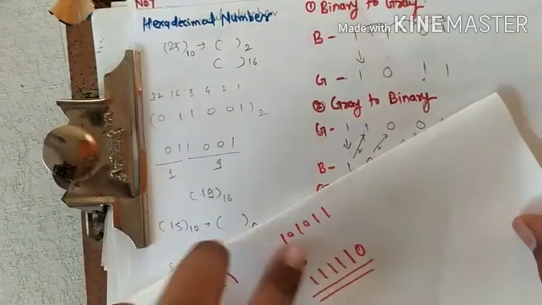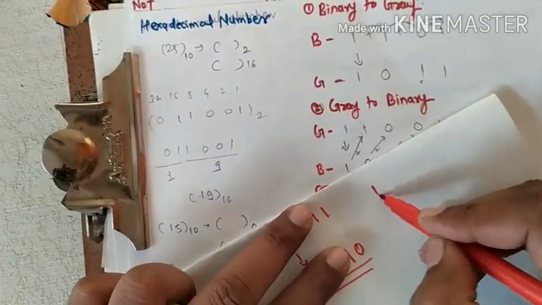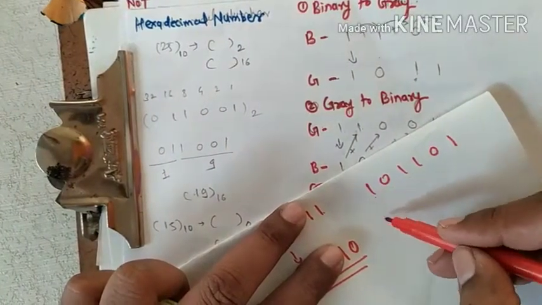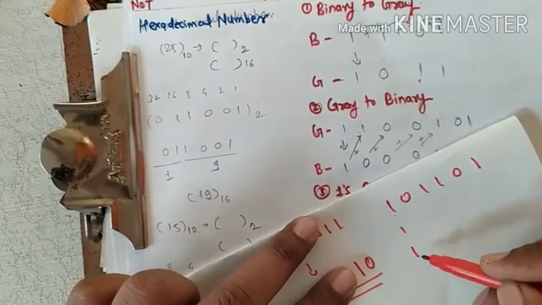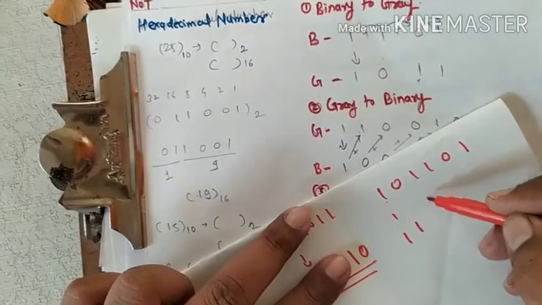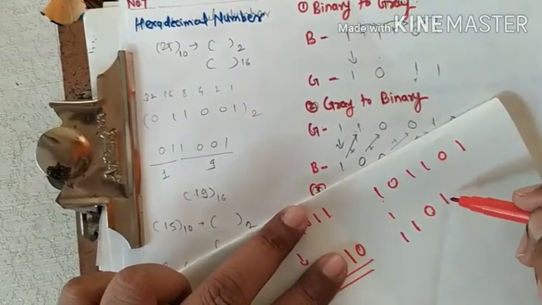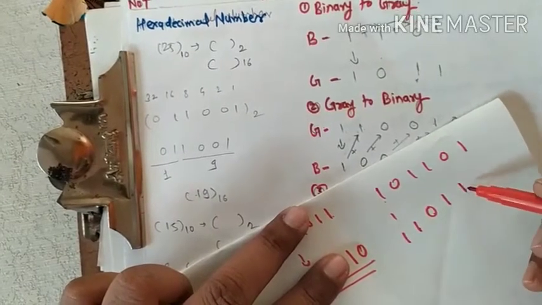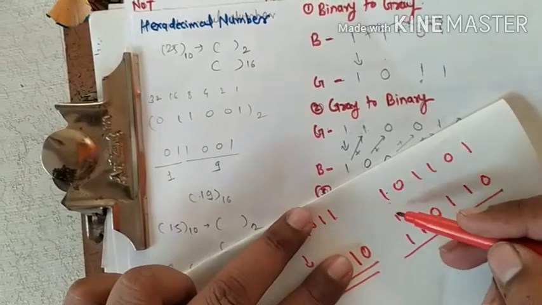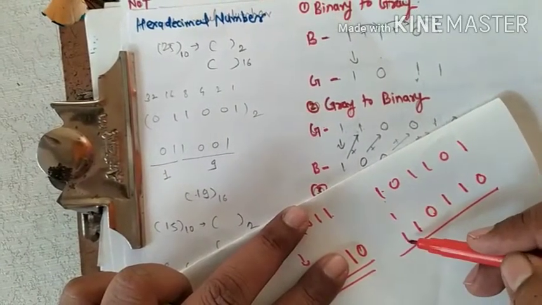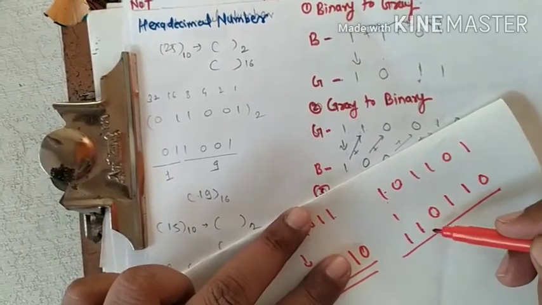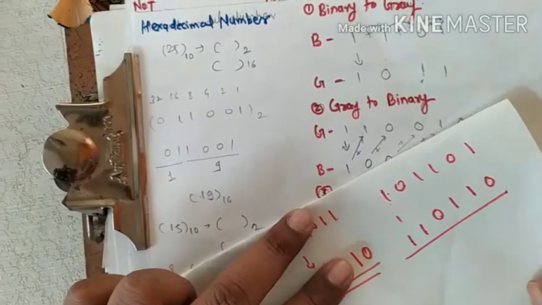See one example here. If I write 1 0 1 1 0 1, I take 1 as it is, then 1 plus 0 is 1, 1 plus 1 is 0, 1 plus 1 is 0, 1 plus 0 is 1, 1 plus 1 is 0. So take the first number as it is, then add it with the next number and take the result. In this way you have to convert your number.